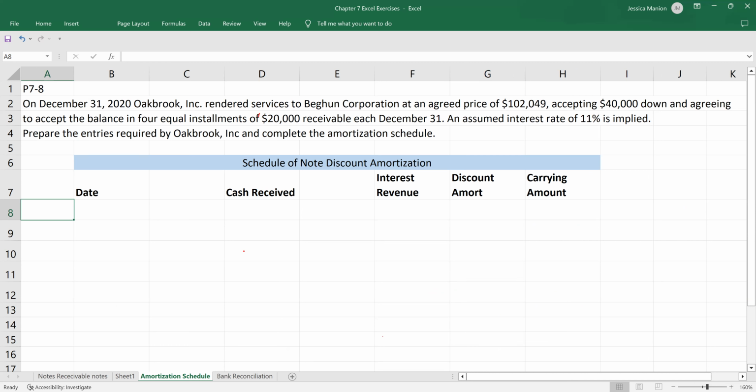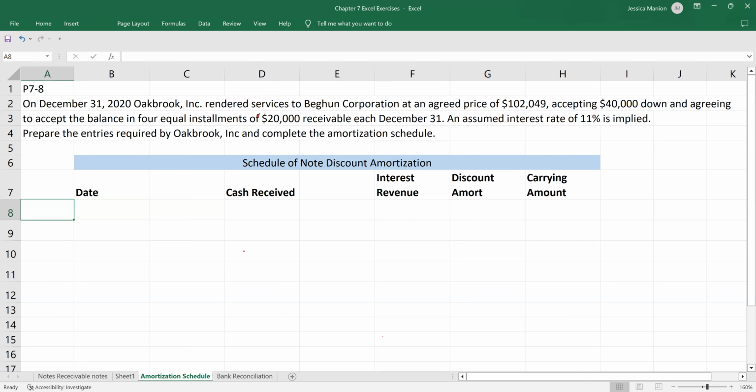On December 31, 2020, Oakbrook Inc. rendered services to Behung Corporation at an agreed price of $102,449, accepting $40,000 down and agreeing to accept the balance in 4 equal installments of $20,000 receivable each December 31. An assumed interest rate of 11% is implied. Prepare the entries required of Oakbrook Inc. and complete the amortization schedule.